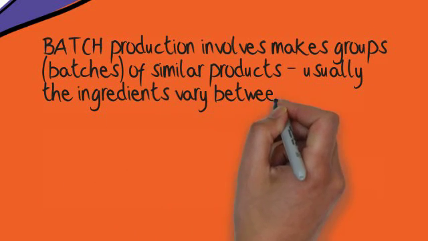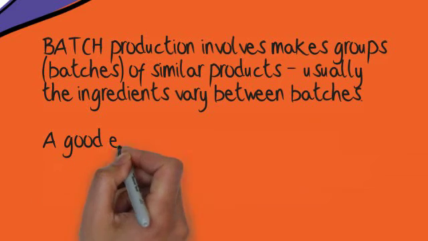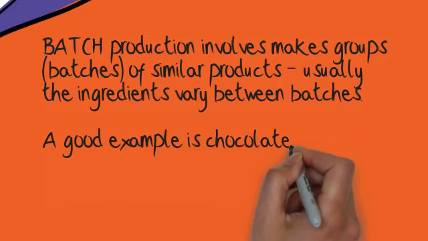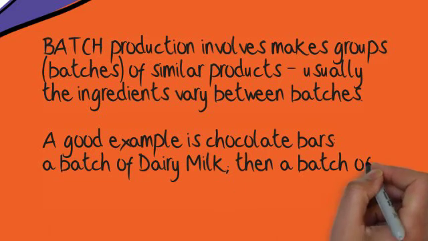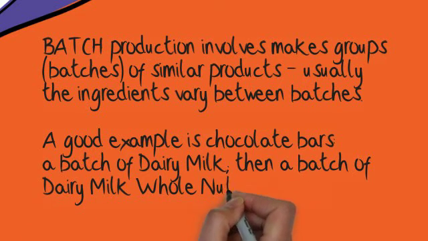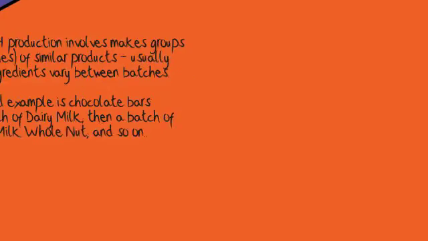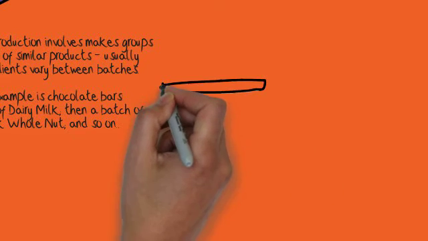We could think about the production of a Dairy Milk chocolate bar. Perhaps a batch will run for 2 hours, then the machine is stopped, it's cleaned down, and then perhaps 2 hours' worth of Dairy Milk Whole Nut will be created. And then after that, they stop, they clean down, Dairy Milk Caramel, and so on.